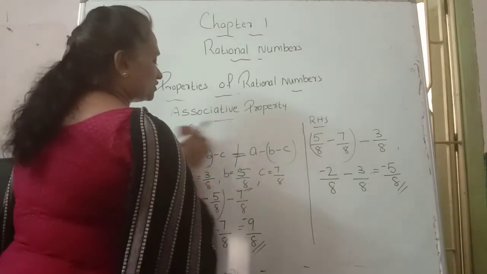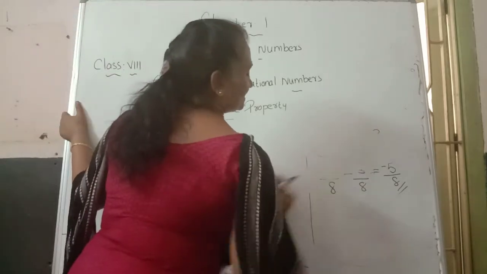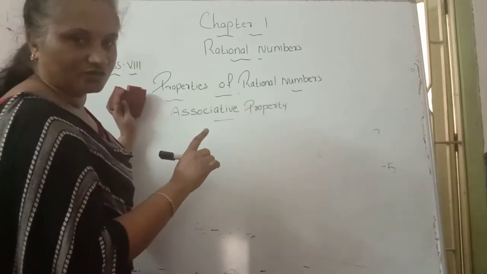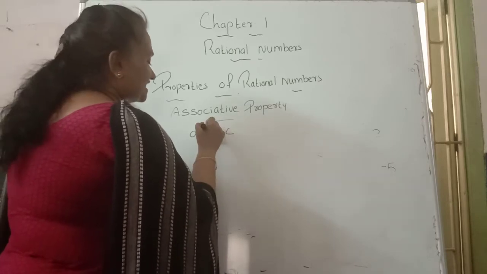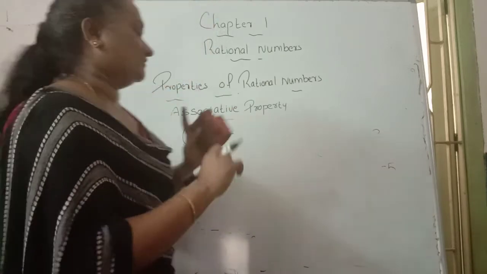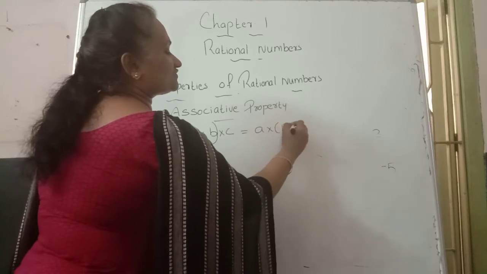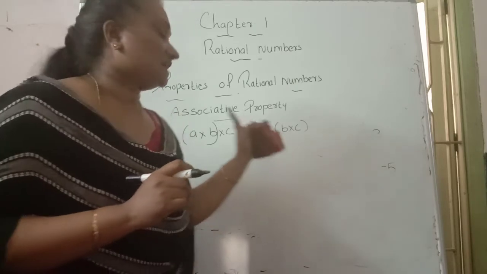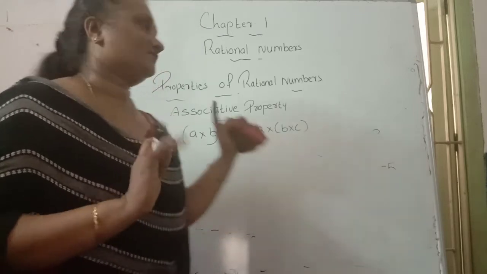Next we go through the multiplication case. The rule says that here also we consider 3 numbers: a into b into c. That means the a value and b value first we multiply, and that answer is multiplied with the c value. Then next, the b value and c value first we multiply, and that answer is multiplied with the a value. Is it the same or not? We want to check whether both the left and right sides give the same answer.